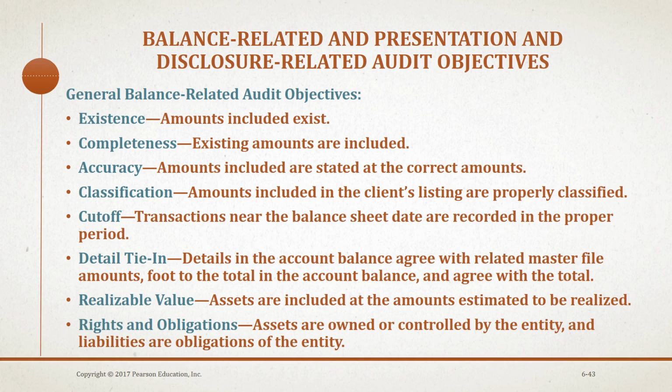Balance-related and presentation and disclosure-related audit objectives. When we look at the general balance sheet accounts, we look to make sure that, again, existence is there, completeness, accuracy, classification, cutoff, detailed tie-in. Detailed tie-in has to do with subsidiary ledgers. So if you're going to have a subledger, and the subledger is going to be $1 million, hopefully your controlling account also has $1 million. Realizable value and rights and obligations.